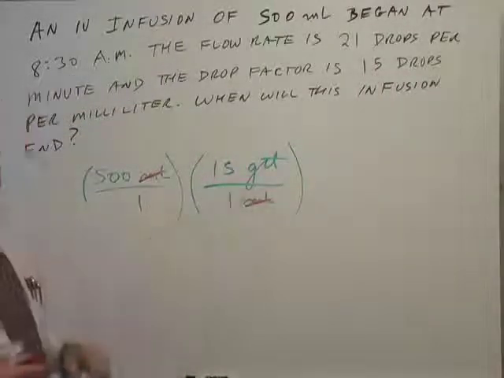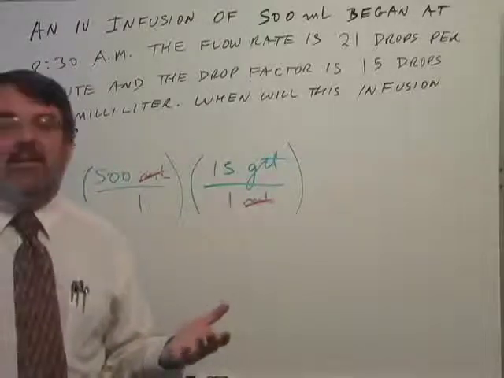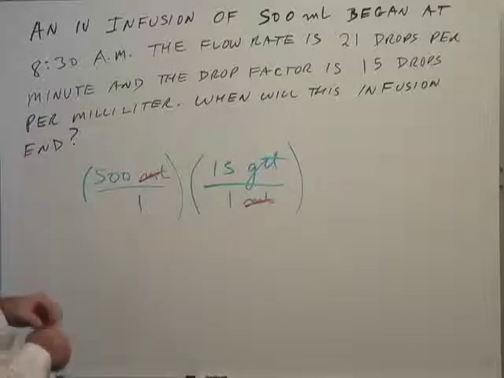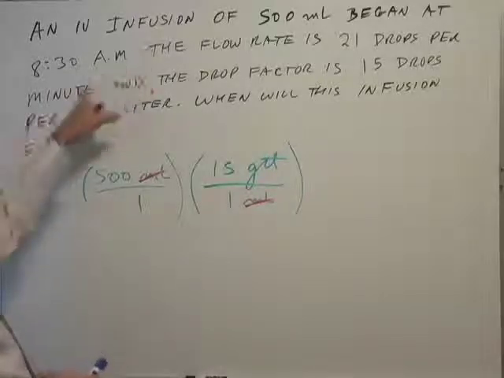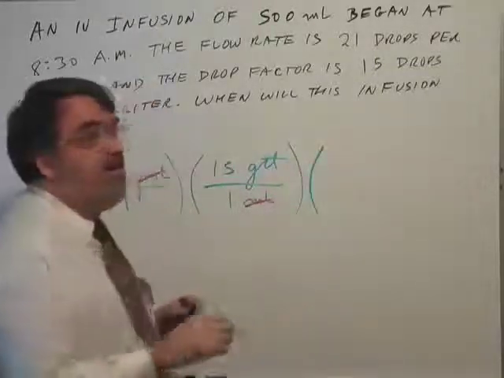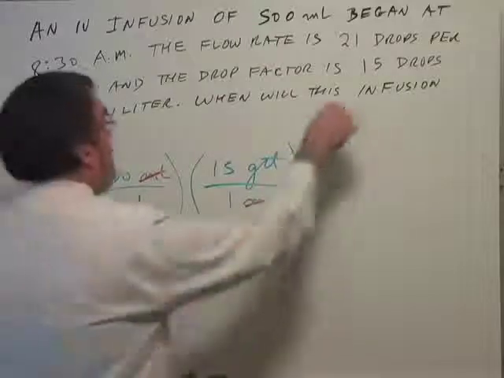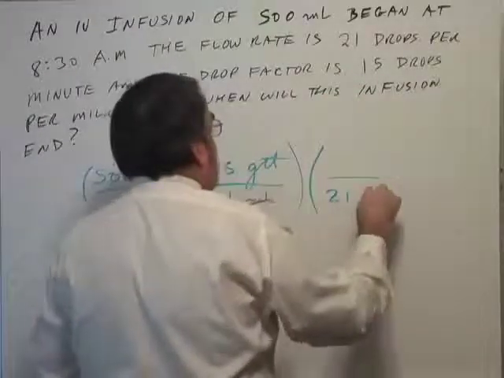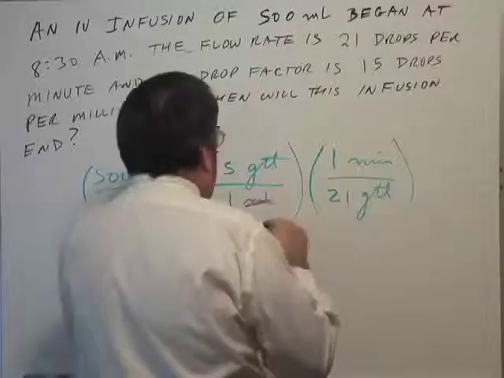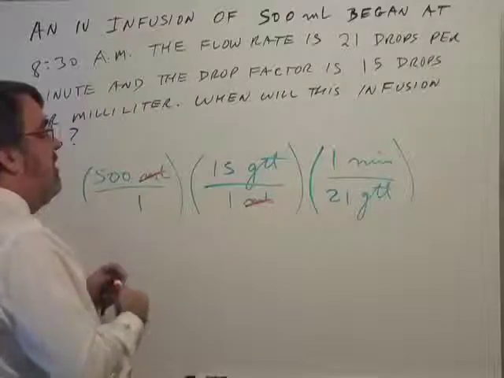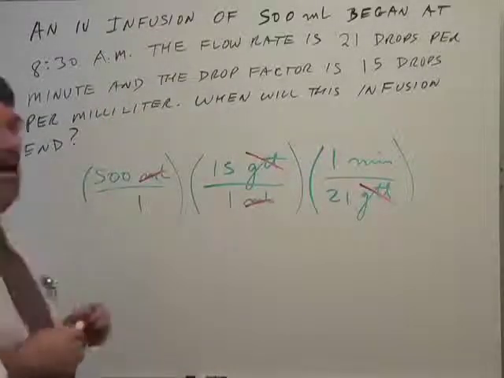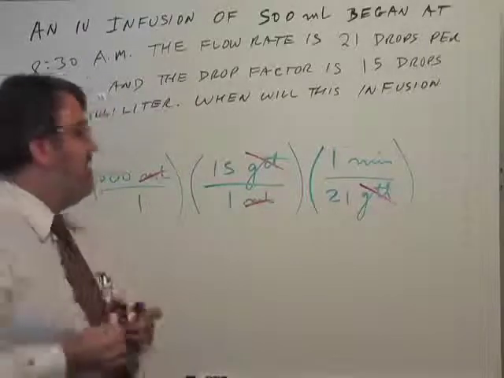So I've replaced milliliters with drops, but now my next problem is how do I cancel off the drops and replace with time? And that's where our flow rate comes into play, 21 drops per minute. And so we need to invert that because we want to cancel drops here. So 21 drops will go in the denominator and 1 minute goes in the numerator. So you see that the drops cancel and I have what I wanted. I have a time unit, minutes.